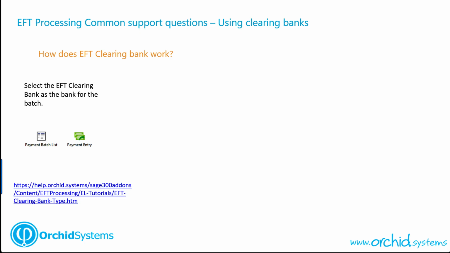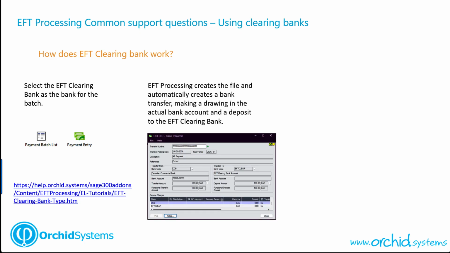How does it work for the users? Well, when you enter your AP payment batch, you select the EFT clearing bank as the bank for the batch. Then you post the batch, and when you create the EFT file for this clearing bank for this batch, EFT will create the file and automatically create a bank transfer, drawing from the actual bank account and doing a deposit to the EFT clearing bank.